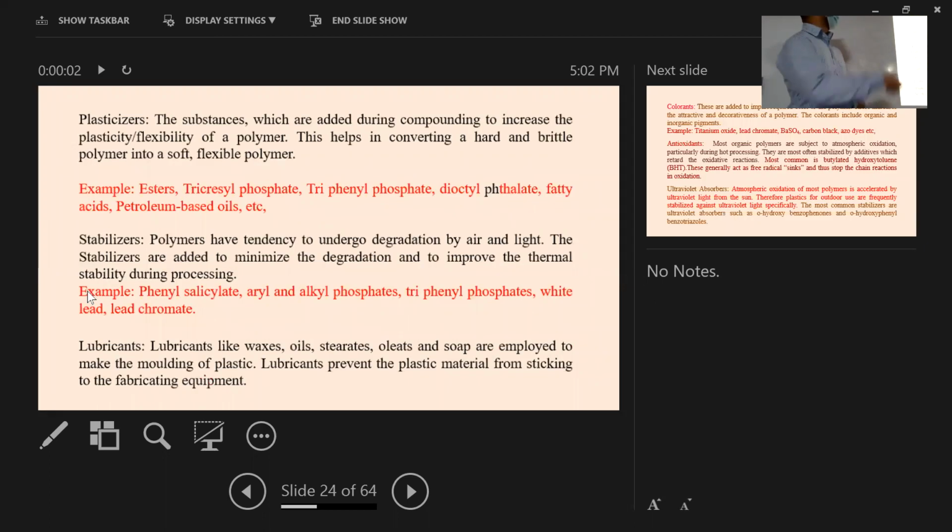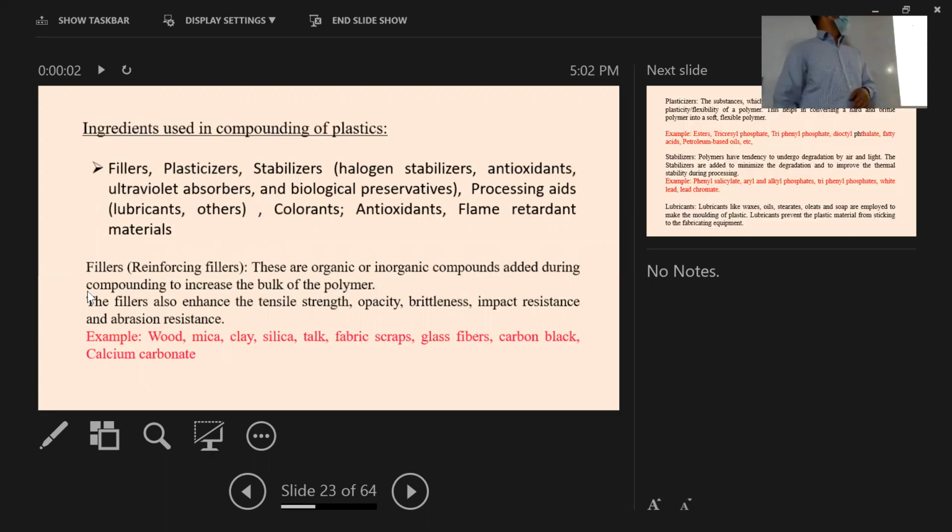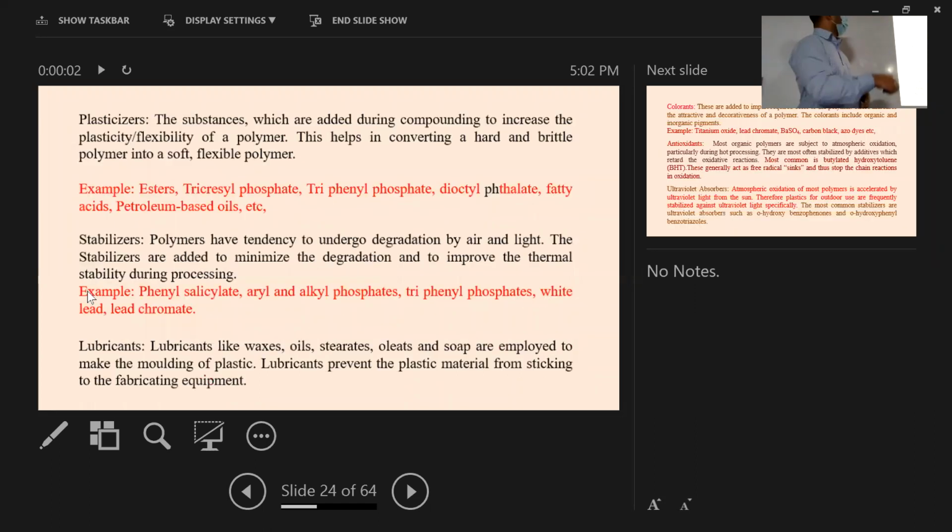Then plasticizers. You are familiar with the word plasticizer. That means flexibility. If you want to have a flexible material, then you need to add some plasticizer, is it? So let's see the substances which are added during compounding to increase the plasticity or flexibility of a polymer.